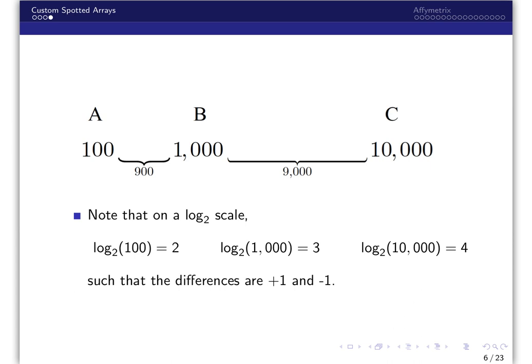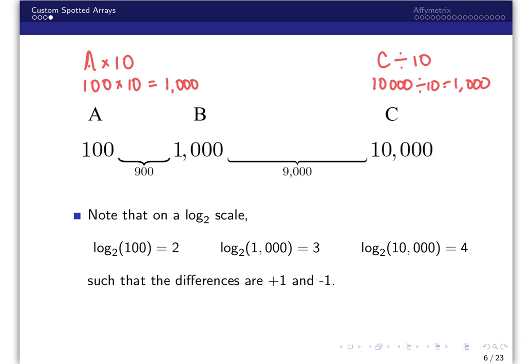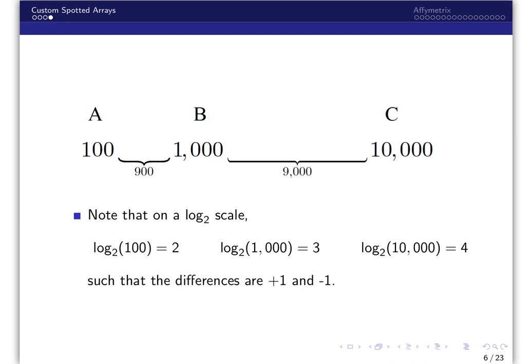As an additional example, suppose we are interested in two genes, A and C, relative to a baseline gene, B. The absolute difference is markedly different for A and C, but compared to B, they both either increased or decreased by a factor of 10. Notice that on the log scale, the log base 2 of 100 is 2, the log base 2 of 1,000 is 3, and the log base 2 of 10,000 is 4, such that the differences are -1 and +1.